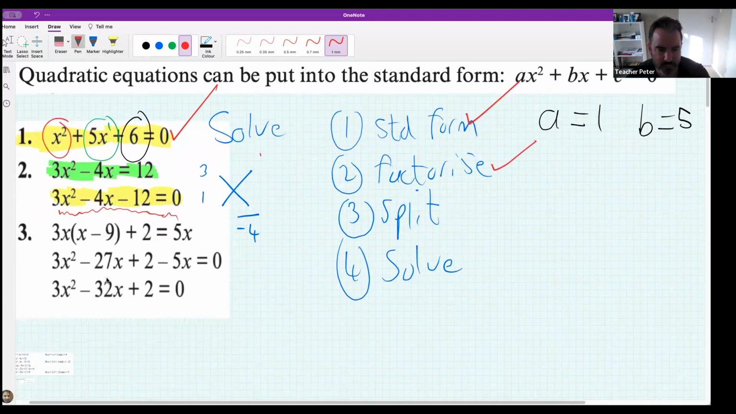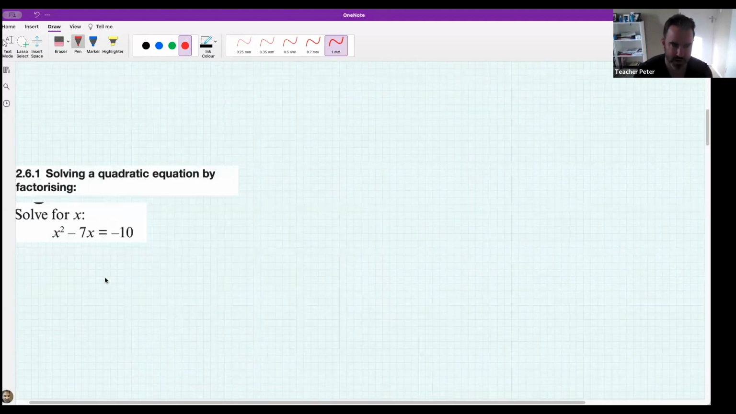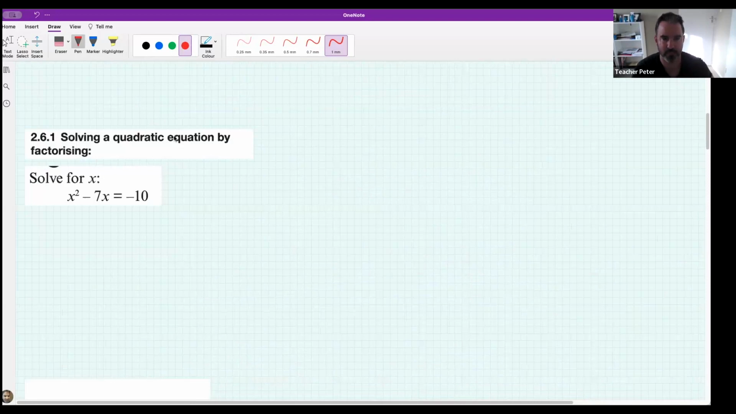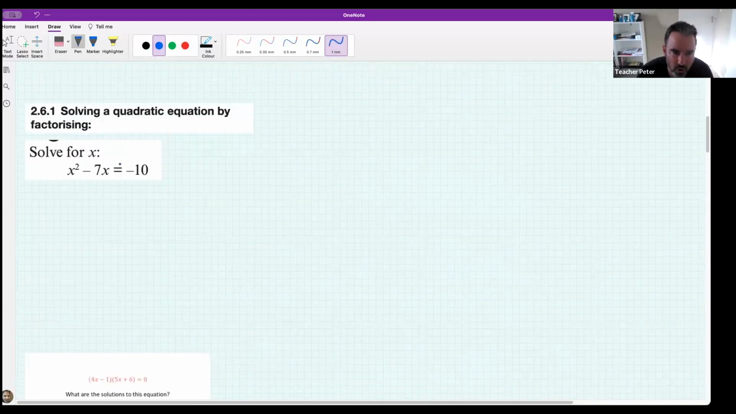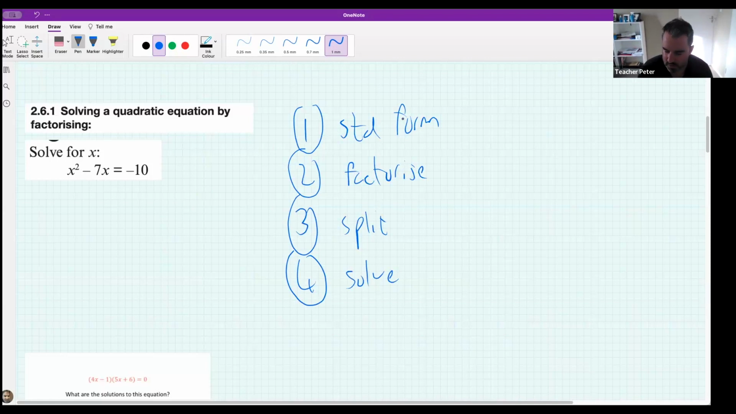So let us go to a question like this, which I know we can factorize without the quadratic formula. I want you to solve this quadratic equation using the 4-step process. Move it into standard form. Then I want you to factorize. Then I want you to split. Then I want you to solve. And I want you to tell me when you are done, or if I've gone too fast or you've got a question, I want you to raise your hand. Okay, over to you guys. Let's do this.